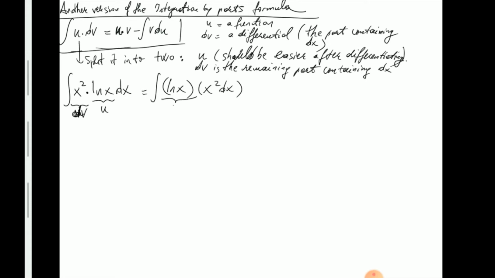So u should be the component that gets easier via differentiation. The remaining part including dx is called dv, which is the differential of another function v. So you have two functions, u and v, one by itself and the other in the form of a differential. What you do after that, you take these two functions separately. So u is ln of x, dv is x squared dx. Then you compute du, so you differentiate. So du is going to be 1 over x dx. And then you integrate to get v.